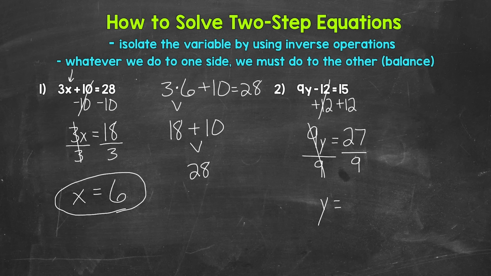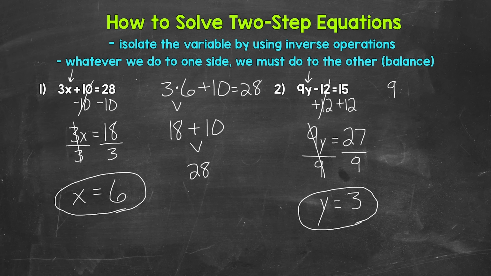So we have y equals, and then on the right side of the equation, we have 27 divided by 9, which gives us 3. So y equals 3. And that's our solution. Now let's plug it in and see if we are correct. So plug in 3 for y.